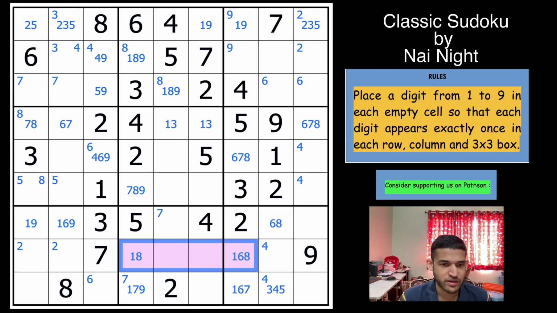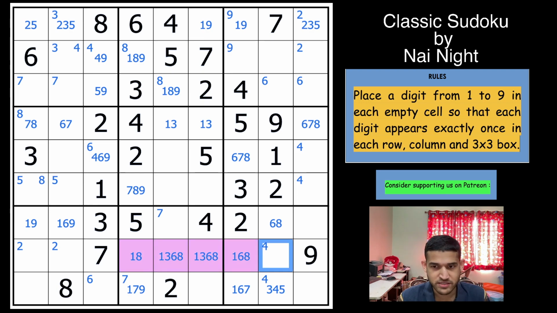And what is a quad? When you find 4 cells which can take exactly 4 possible digits, then you have hit upon a quad. So these two cells can take only 1, 3, 6 or 8. We just saw that. So you have a quad along the row. These 4 cells can take only 4 digits, 1, 3, 6 and 8. Which means the remaining digits 2, 4 and 5 must be scattered around here.